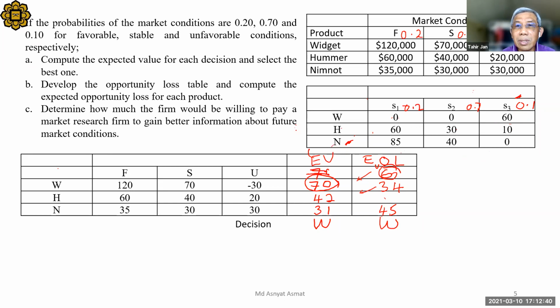You take this, remember this number 6, the lowest EOL. Okay, let's proceed.